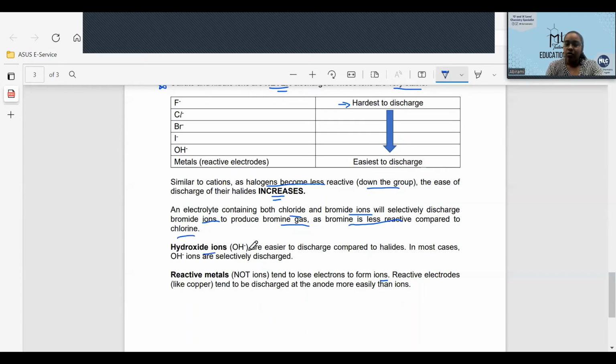Hydroxide ions, also known as OH-, are easier to discharge compared to halides, and in most cases, OH- ions are selectively discharged. Reactive metals, not ions, tend to lose electrons to form ions. Reactive electrodes, like copper, tend to be discharged at the anode more easily than ions.